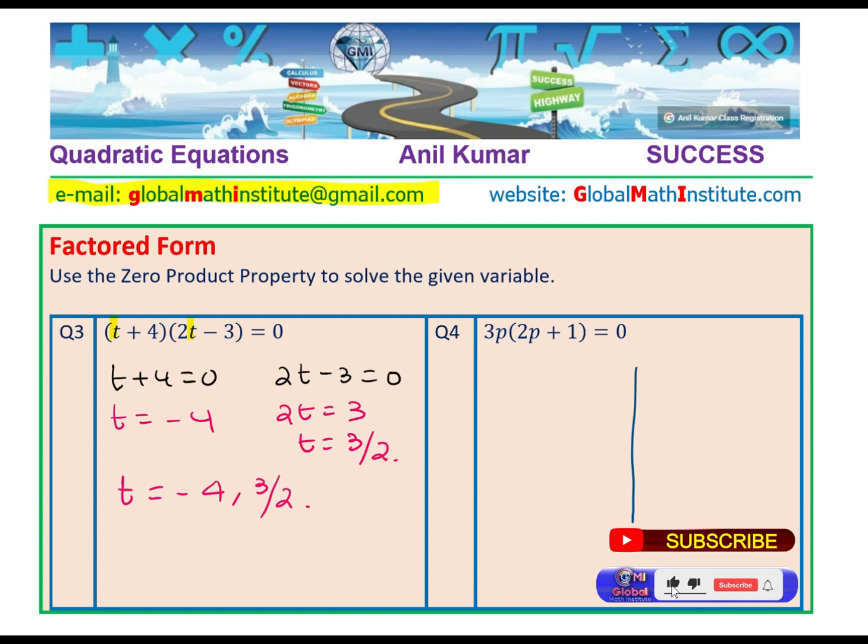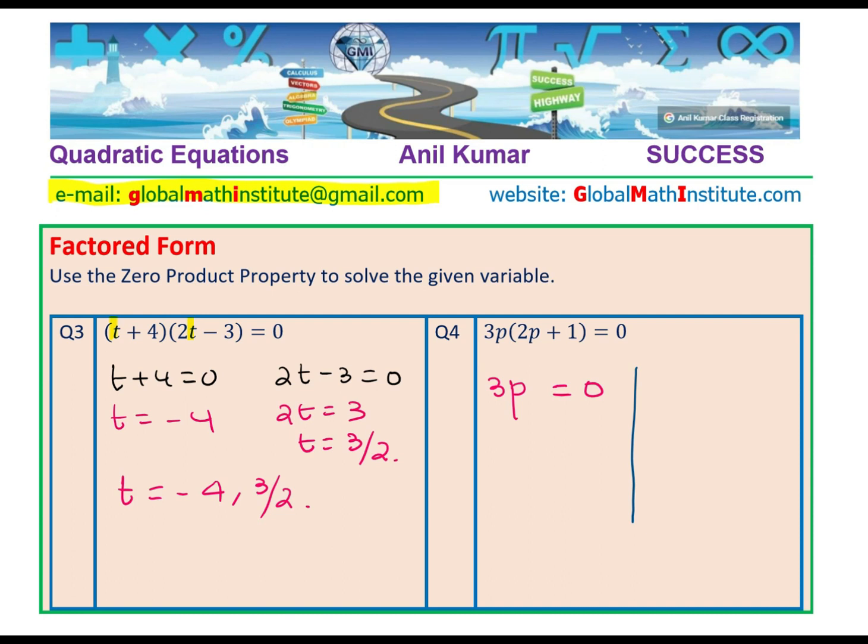Next question. We have now 3p times 2p plus 1 equals 0. Now that means, don't ignore it, okay? 3p could also be 0, right? And here 2p plus 1 should be 0. So that really means p is 0 only, right? Only then 3 times anything will be 0. p should be 0. Perfect.